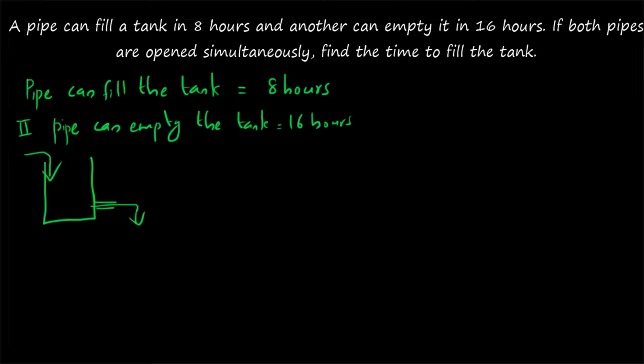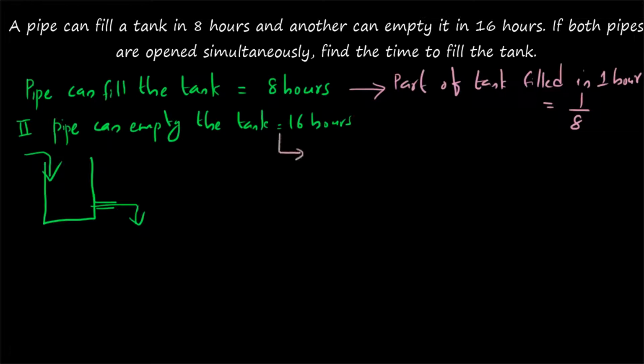So how to do this? One pipe is filling the tank in 8 hours. So what is the part of the tank filled in 1 hour? Part of tank filled in 1 hour, what will it be? The reciprocal of the total time taken. So 1 by 8 part of the tank will be filled. So in 8 hours the tank will be full.